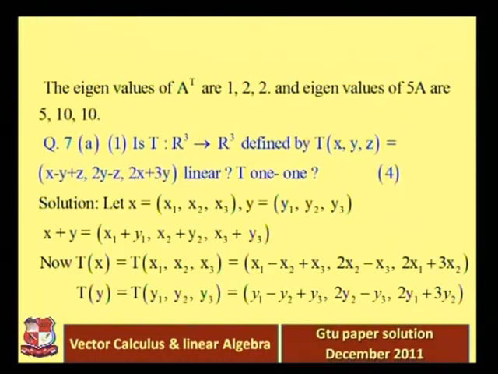Okay. Question number 7. First part: T from R3 to R3 defined by T of x, y, z is equal to x minus y plus z as the first coordinate, 2y minus z as the second coordinate, and 2x plus 3y as the third coordinate. Just try to understand that x minus y plus z is first coordinate minus second coordinate plus third coordinate. 2y minus z is 2 into second coordinate minus third coordinate, and 2x plus 3y is 2 into first coordinate plus 3 into second coordinate. Is it linear or not? And the next question is, is T one-one or not?